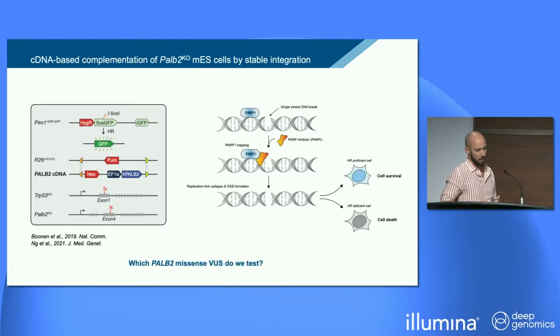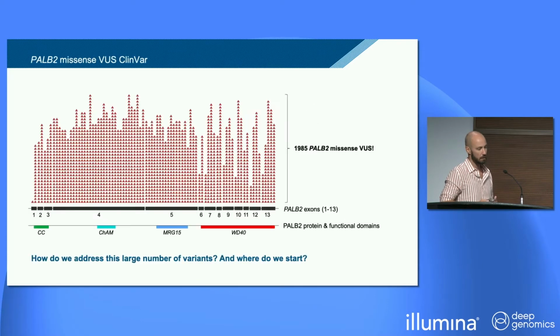Then the question is, which PALB2 missense variants do we actually want to test? Looking at ClinVar, maybe the number has changed by now, but we see that roughly 1,985 PALB2 missense variants have been reported. As you can see, they're scattered quite evenly over the exons of PALB2 and over its functional domains.